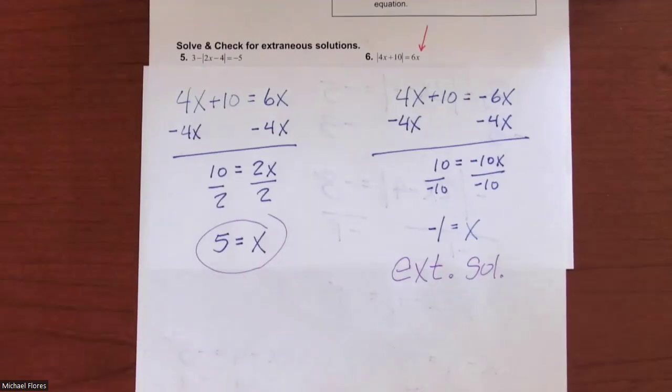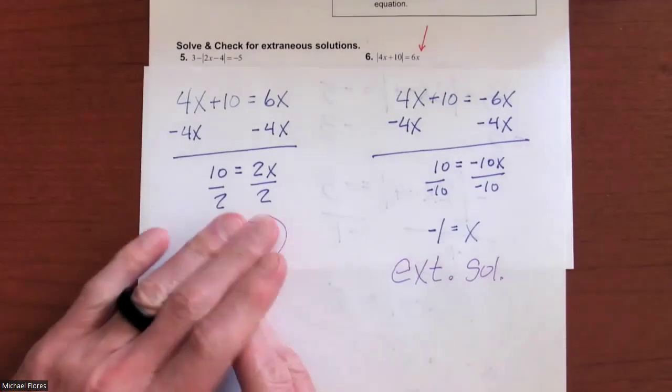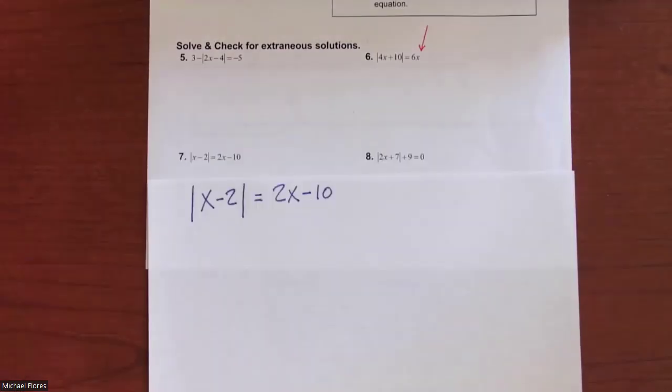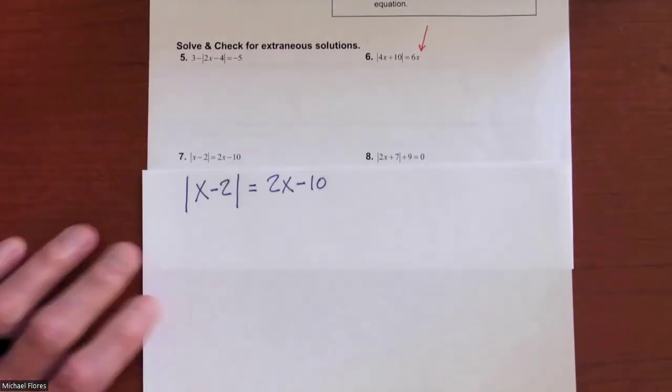But what if it asked you to identify the extraneous solution? Well, then in that case, your answer is not 5. Your answer would be -1. Remember that. Okay, let's start working on example 7.